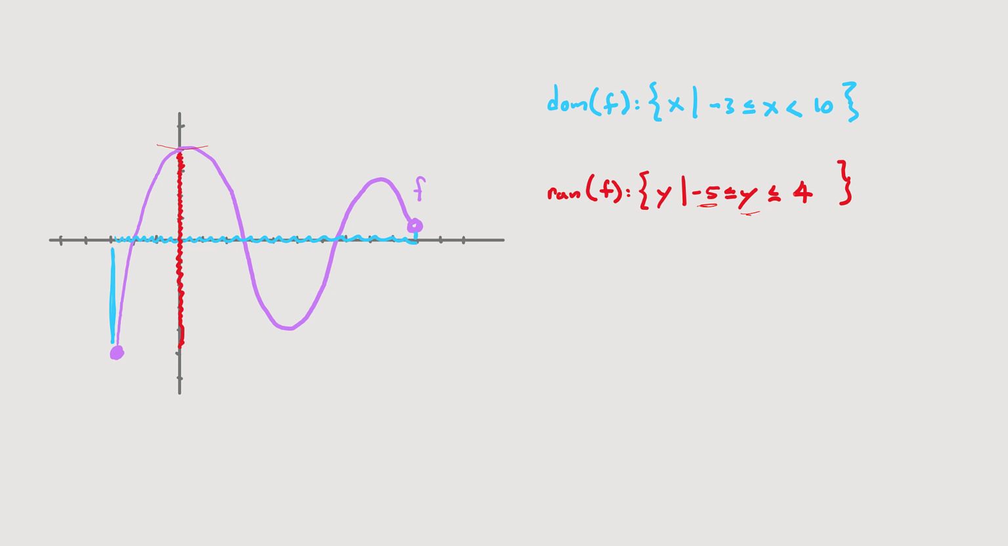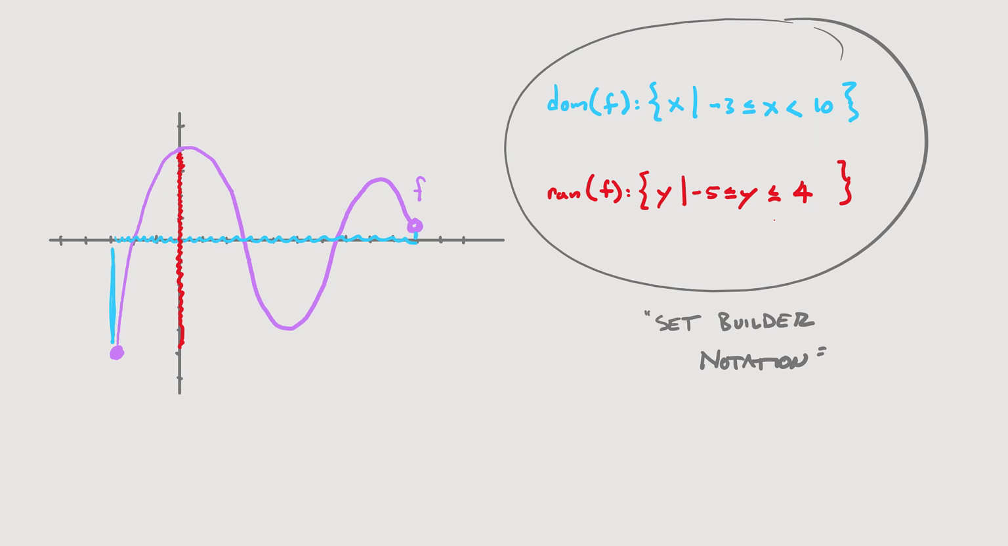Now you might be wondering, how do I know that that one's not just this? And the answer to that is, unless there's an open circle here at the top of the graph, let's just always assume that y attains that specific value. So that's domain. Specifically, that's what's called set builder notation for domain.